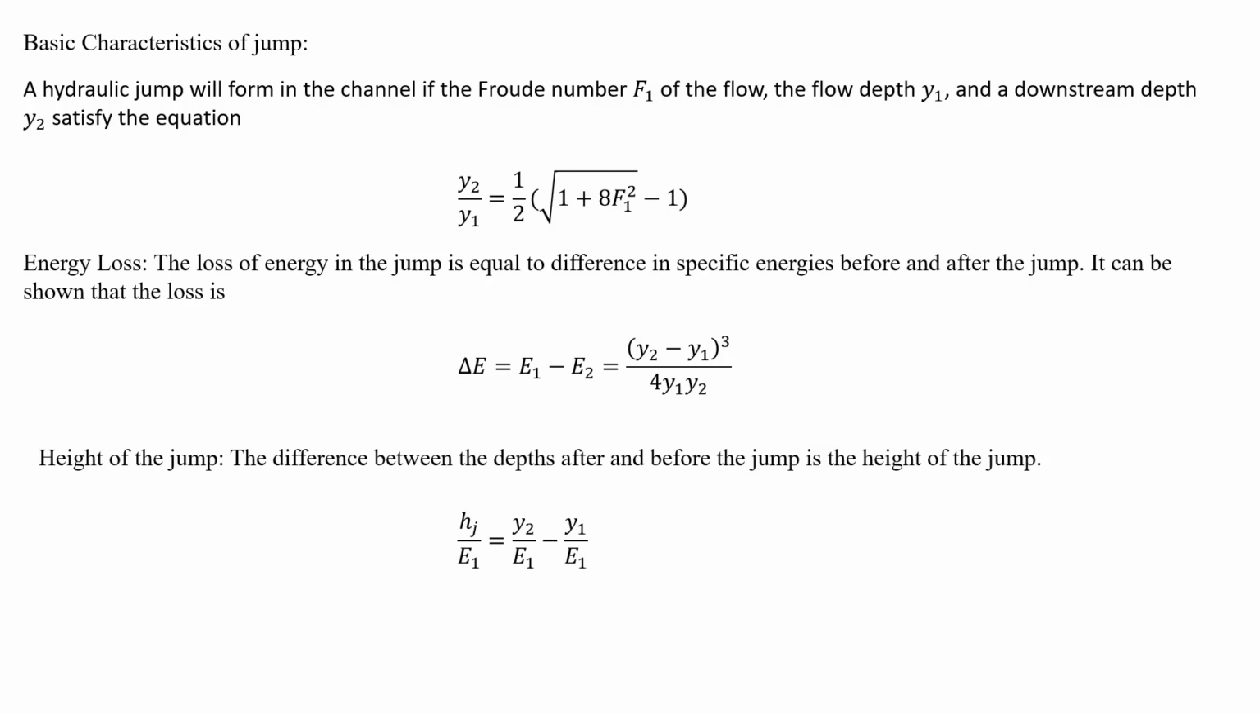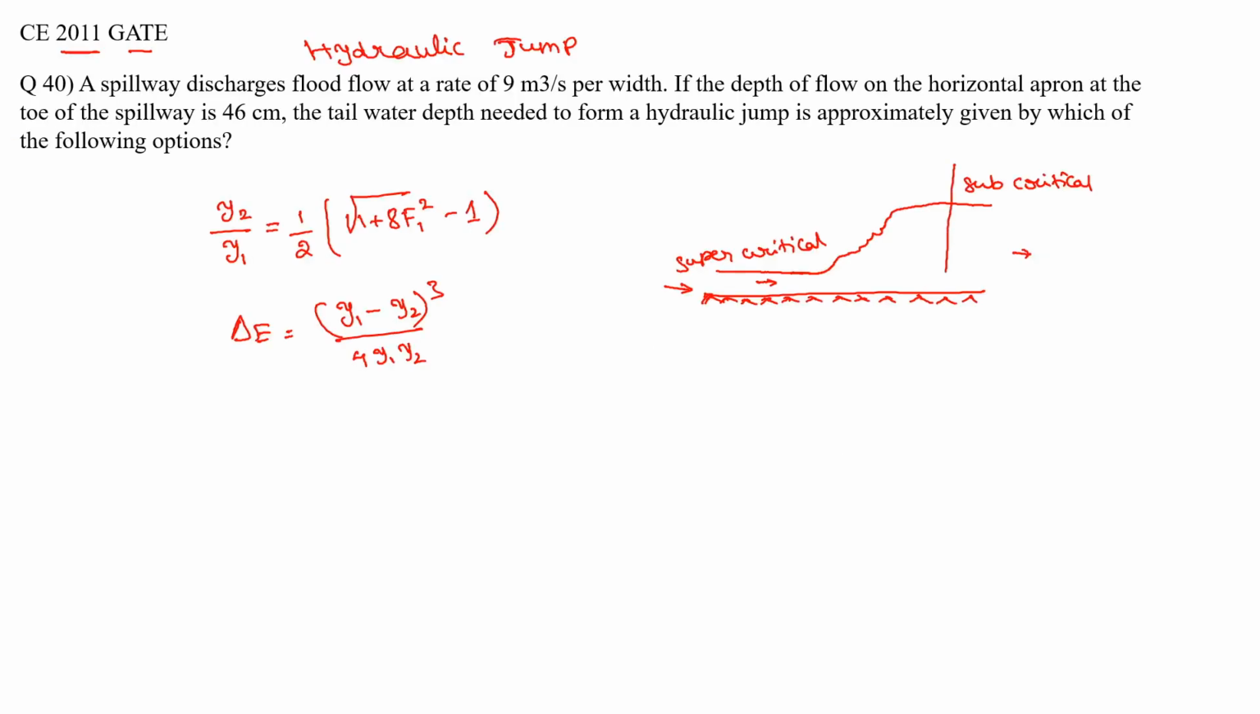A hydraulic jump will form in a channel based on the Froude number of the flow and the flow depth y1, and the downstream depth y2 can be calculated using this particular relation. Let's see, if I take section 1 and section 2 here, here I'll have y1, v1, F1. Similarly I have y2, v2, F2. Suppose one knows y1 and F1, at the downstream we can calculate y2 and subsequently other terms also. So the question essentially uses this particular relation only.